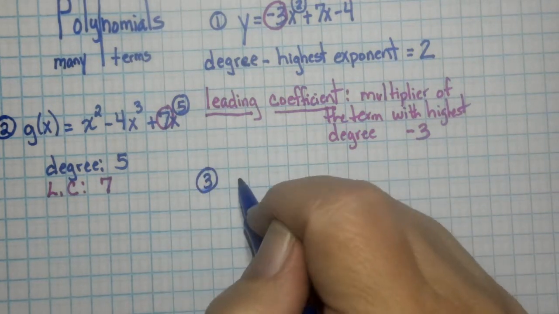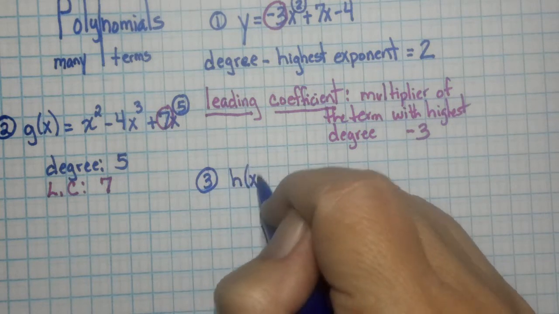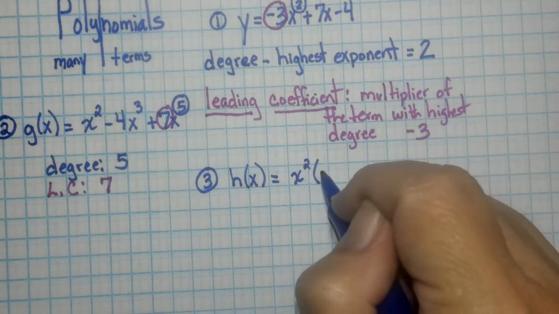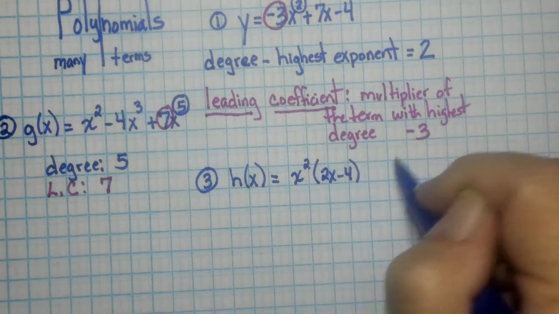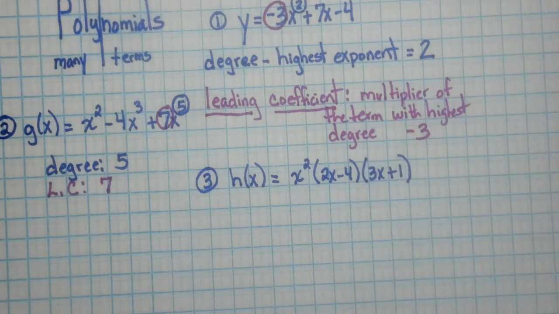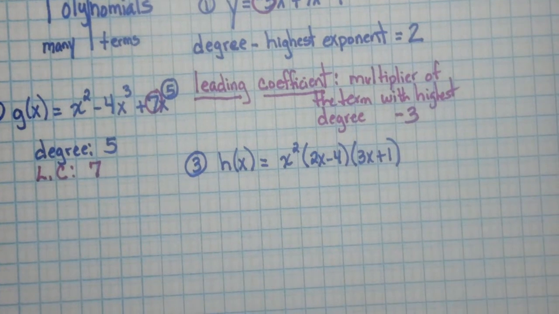Alright, third and final example with degree and leading coefficient. What if I have this function, let's say h of x, written in factored form: x squared times 2x minus 4 times 3x plus 1. Now, if all I am interested in is the degree and leading coefficient, I do not have to carry out that multiplication. Some of you started multiplying, just put that on pause. We don't have to multiply everything together. We're only concerned with the degree and the leading coefficient.